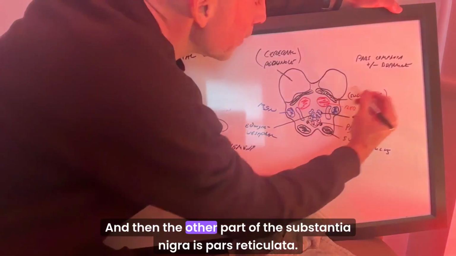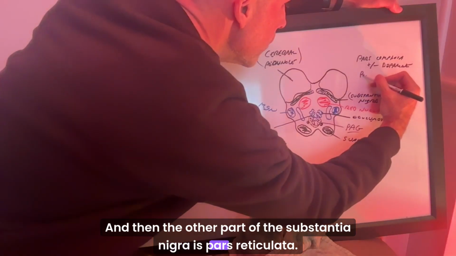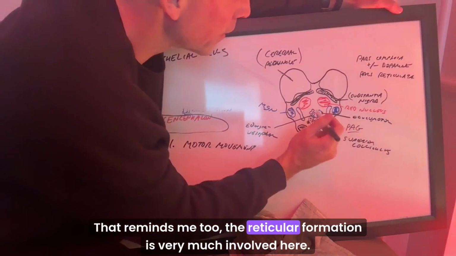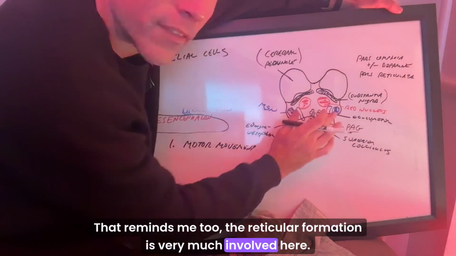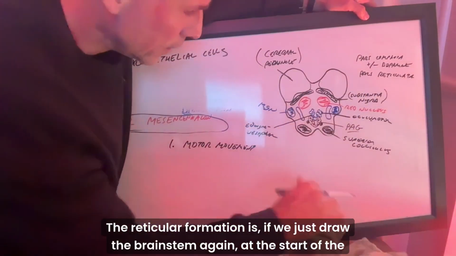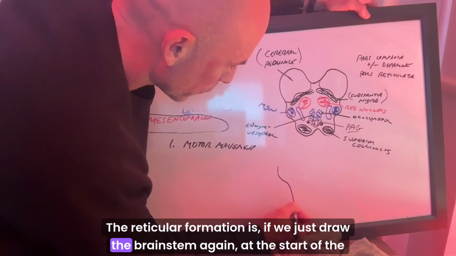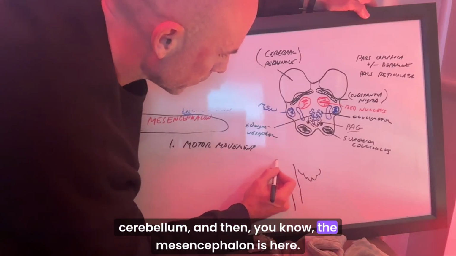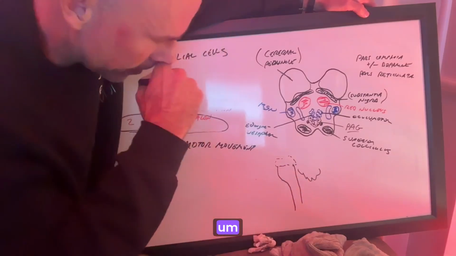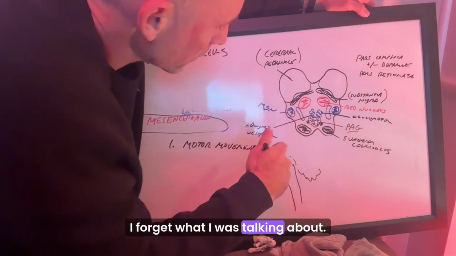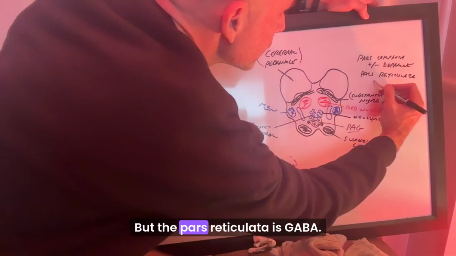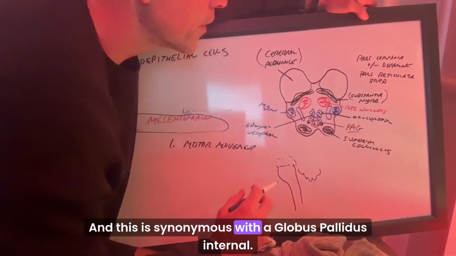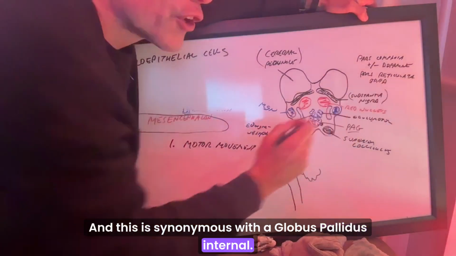And then the other part of the substantia nigra is pars reticulata. That reminds me too. The reticular formation is very much involved here. The reticular formation is, if we just draw the brainstem again at the start of the cerebellum, and then the mesencephalon is here. But the pars reticulata is GABA, okay, and this is synonymous with globus pallidus internal.